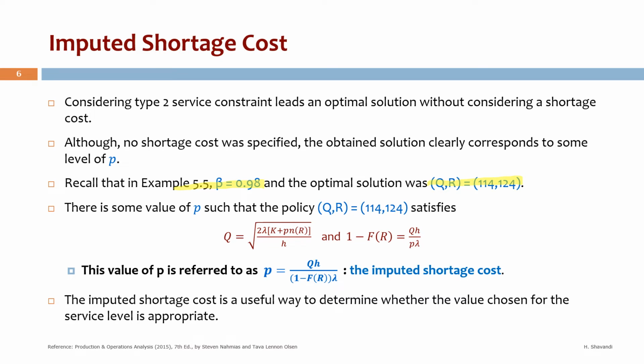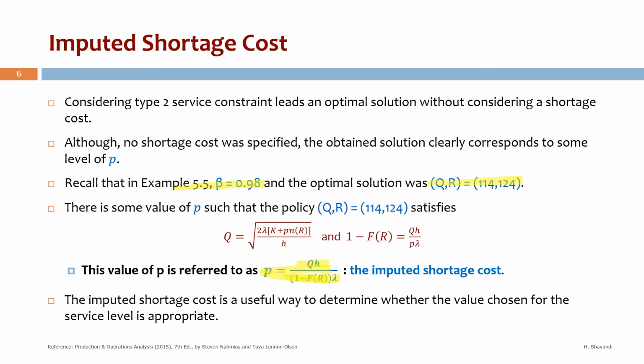But if we are curious what the approximate imputed shortage cost is here, if you remember, we had this equation for P, and by having this, we can calculate P as the imputed shortage cost here.